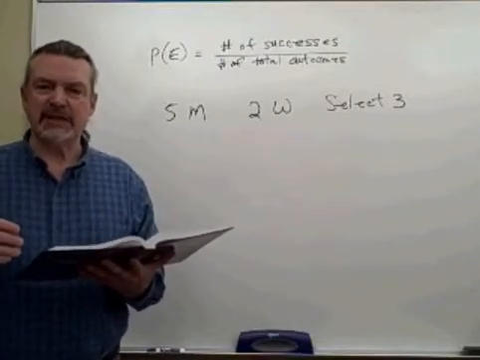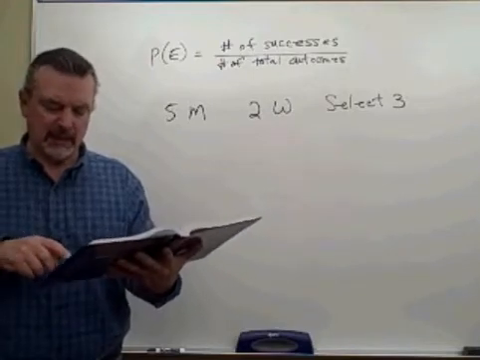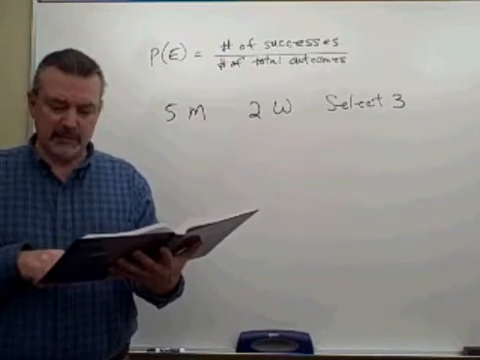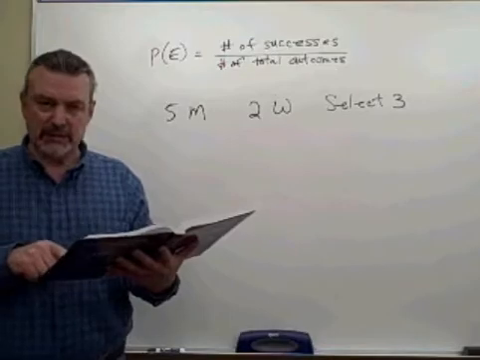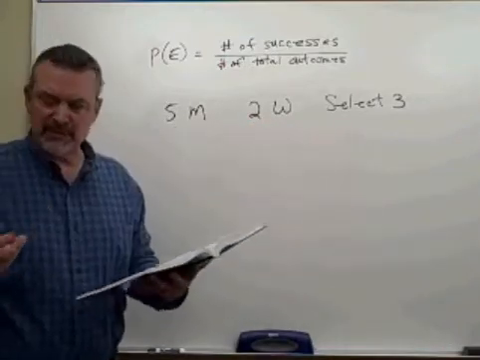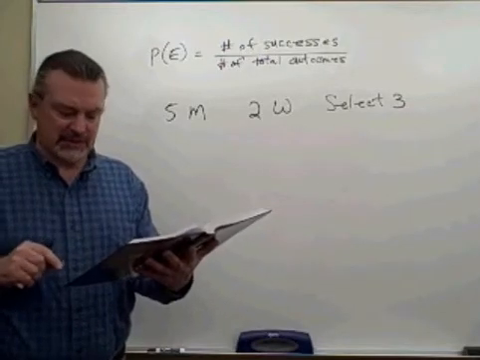Let's look at some problems related to calculating the probability of an event. First problem we're looking at here is problem number 4. It says 3 people are selected at random from a group of 5 men and 2 women. Okay, so we have 5 men, 2 women. We're selecting 3 of them at random. Find the probability that all 3 selected are men.